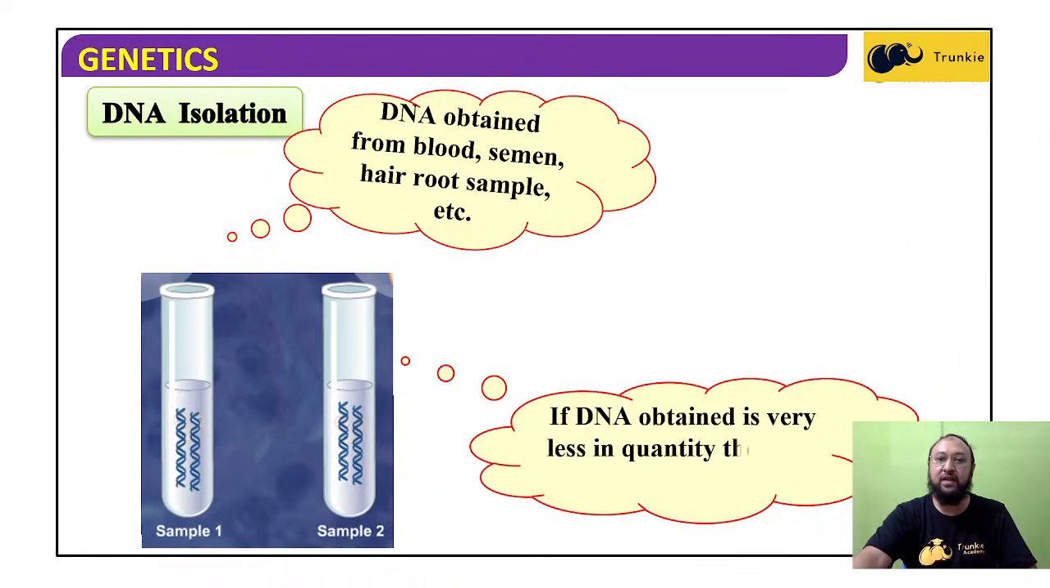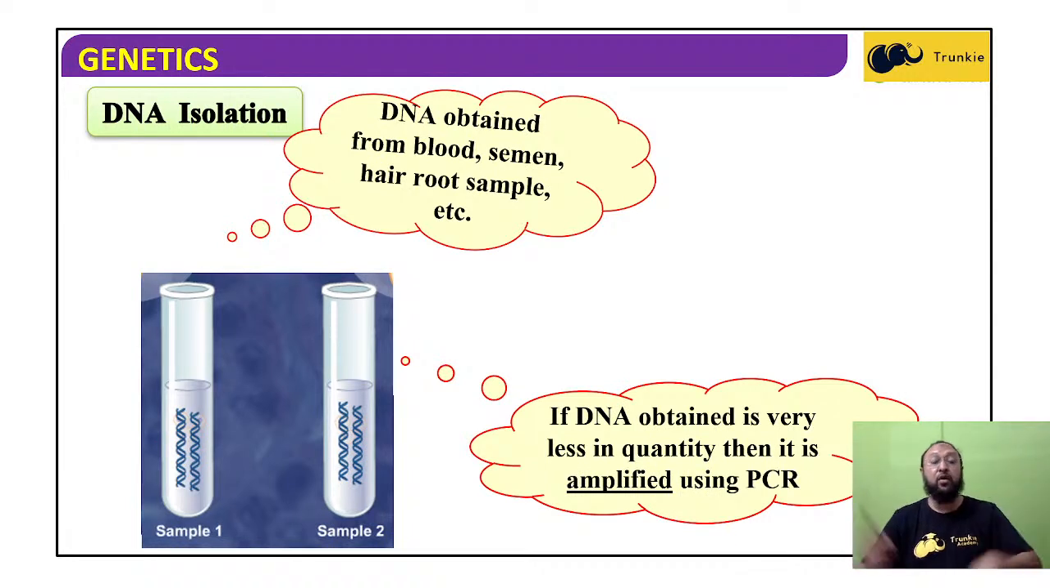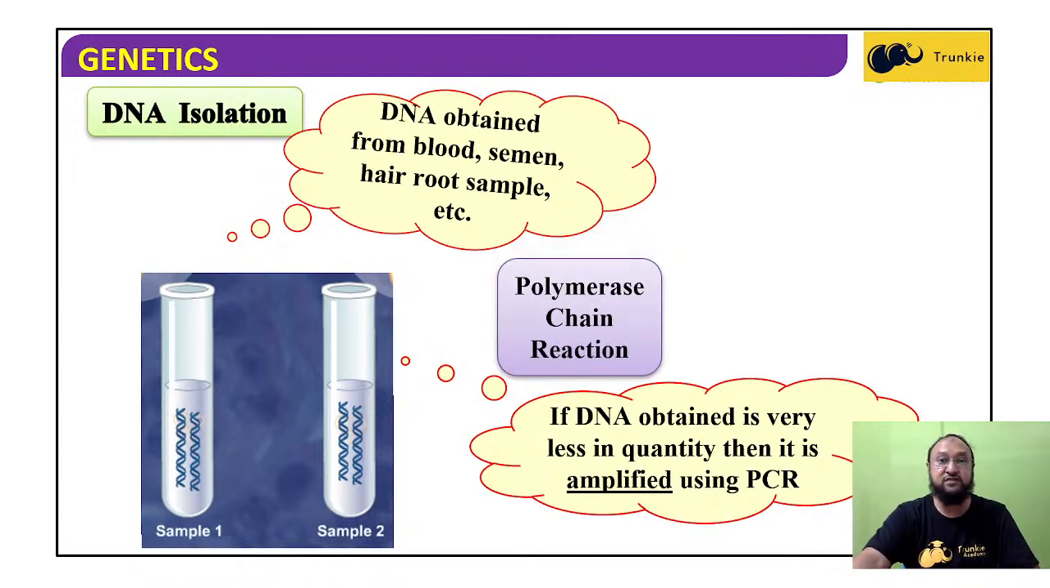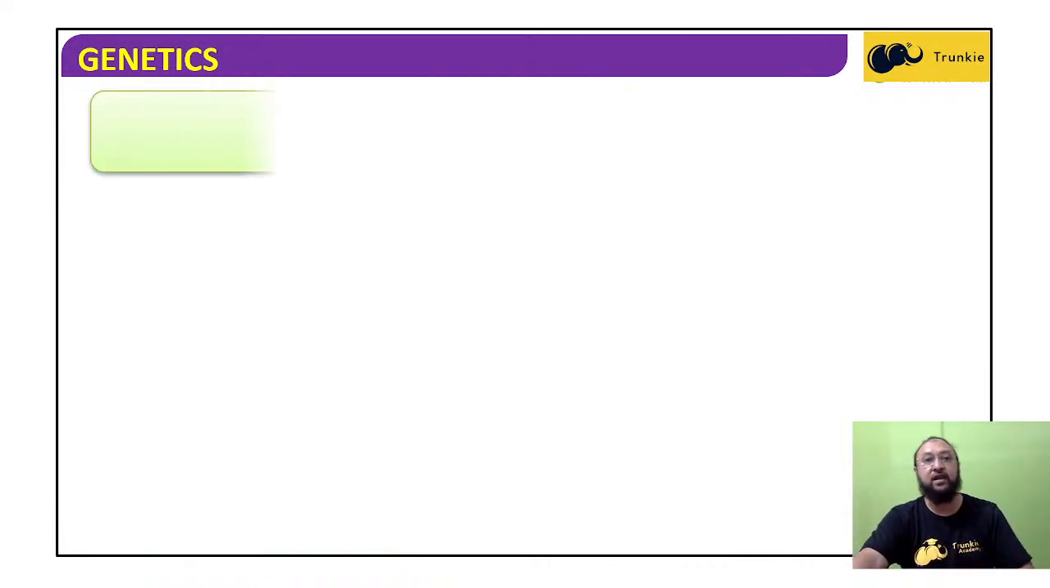If the DNA obtained is very small in quantity, then it is amplified using PCR, because we need more copies to study easily. PCR, the polymerase chain reaction, helps in amplifying or increasing the DNA sample. And if the sample is more, then we isolate it by centrifugation.